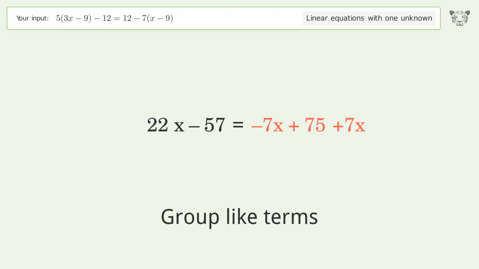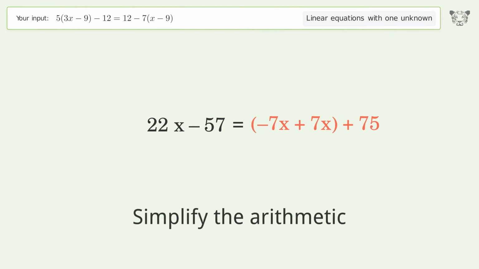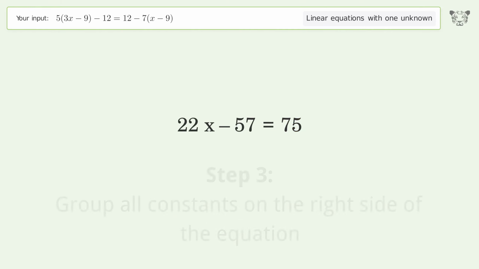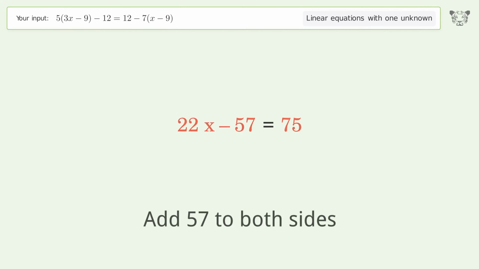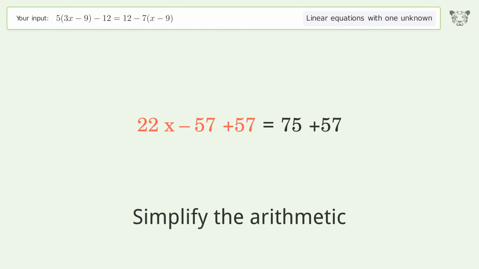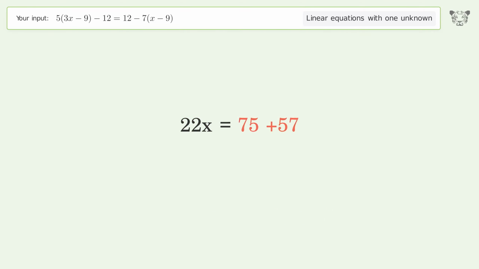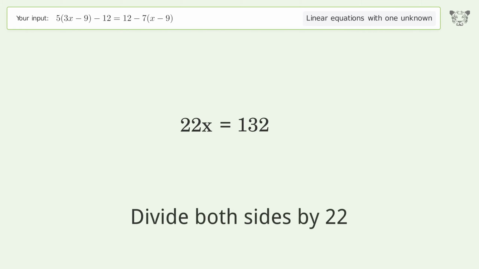Group like terms. Simplify the arithmetic. Group all constants on the right side of the equation. Add 57 to both sides. Simplify the arithmetic. Isolate the x. Divide both sides by 22.